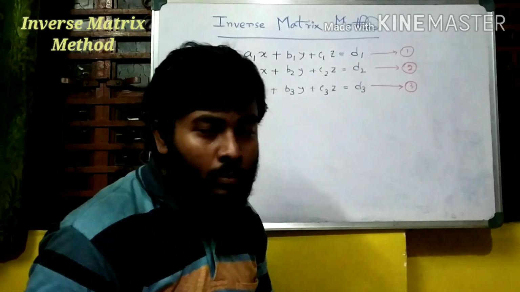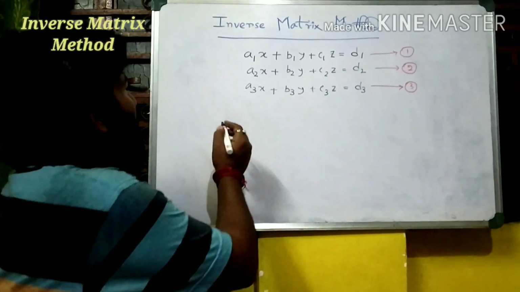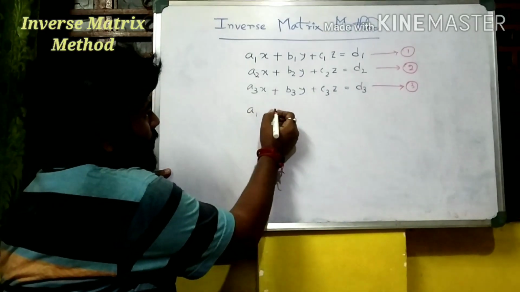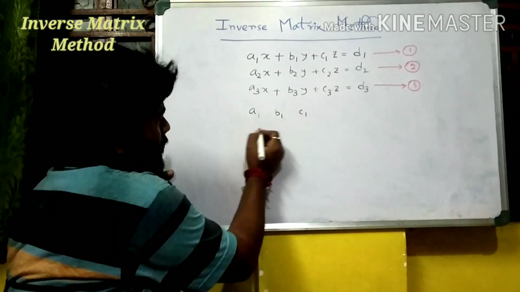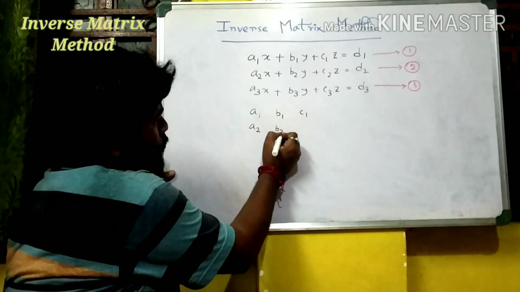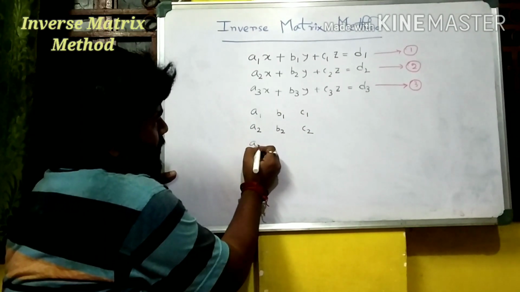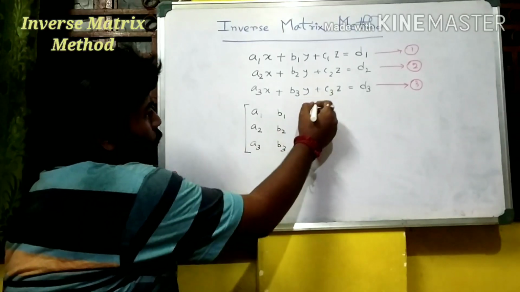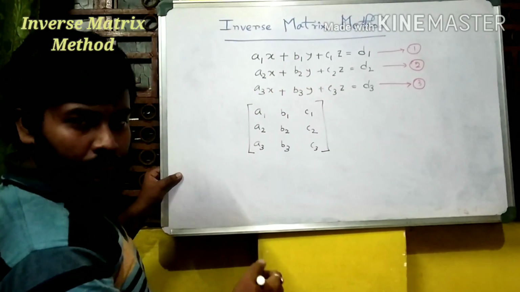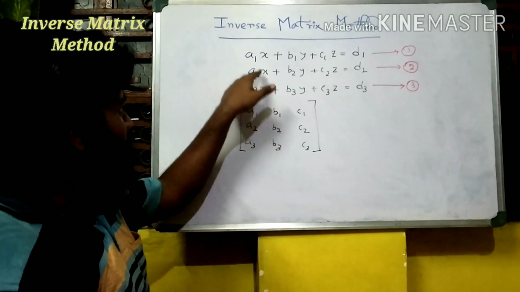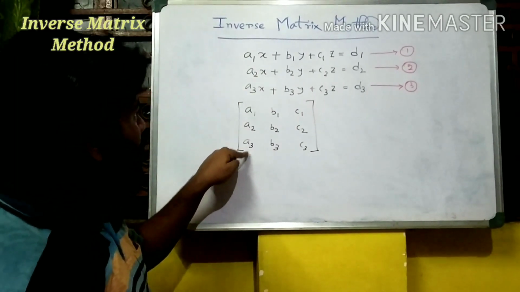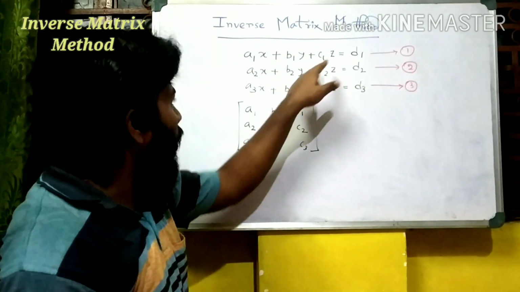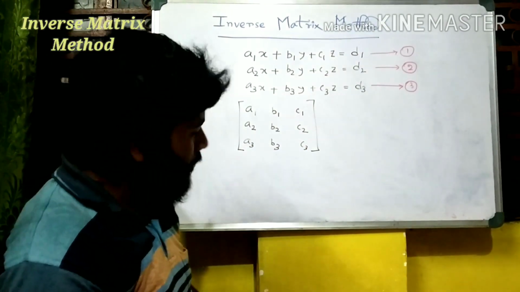How to write in matrix form? Let us see. First, we will write the coefficients a1, b1, c1, a2, b2, c2, a3, b3, c3. These are the coefficients of the system. Coefficients of x are written in the first column, coefficients of y in the second column, and coefficients of z in the third column.